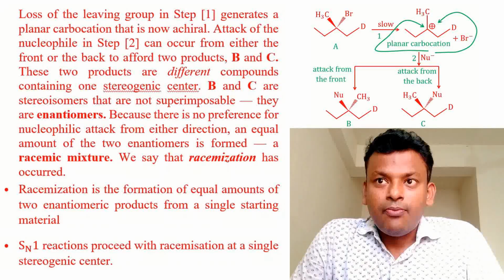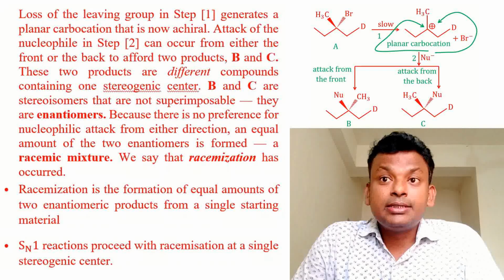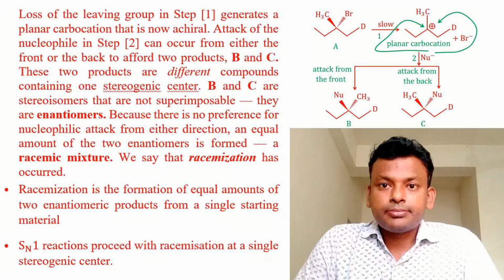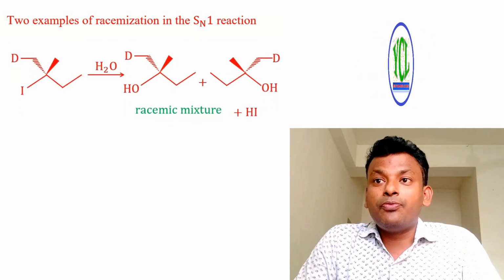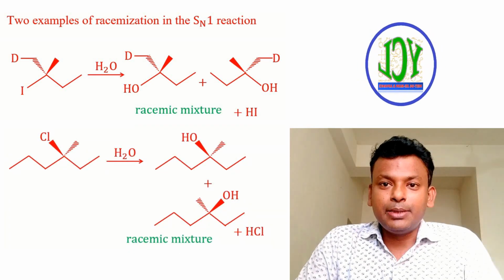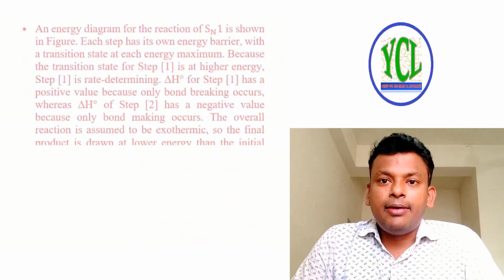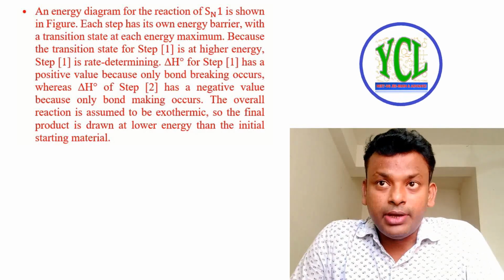The SN1 reaction proceeds with racemization at a single stereogenic center. Two examples of racemization in the SN1 reaction are given, the first from a racemic mixture and the second also from a racemic mixture. Next, the energy diagram for the SN1 reaction is shown in the figure.